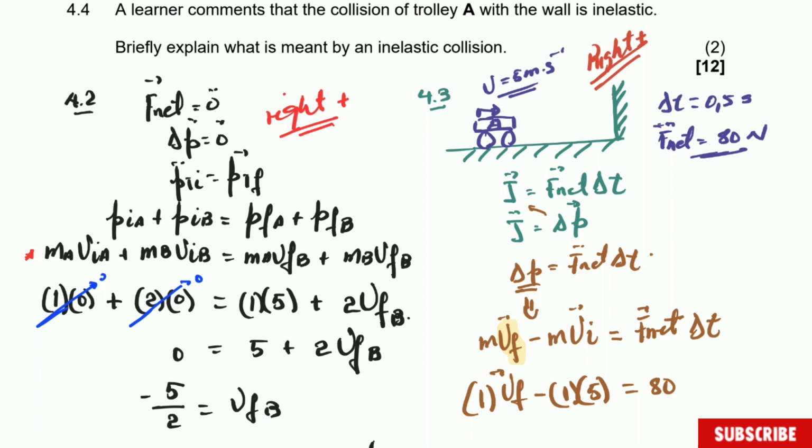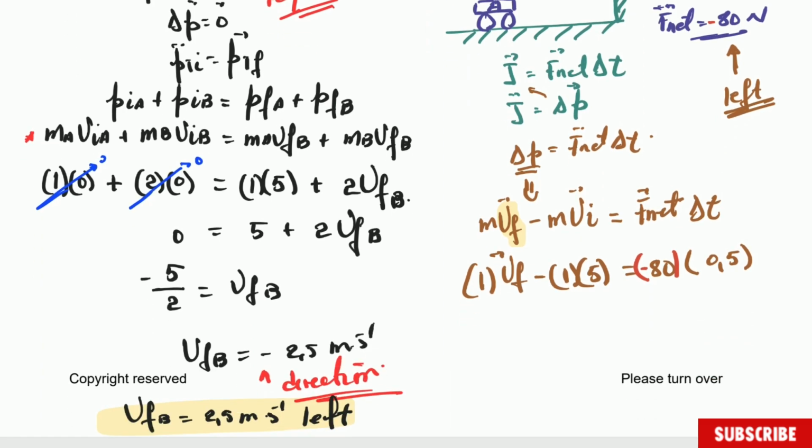But be careful, because the wall exerts a force on the car which is to the left, because the wall pushes the car to the left. So this one here is going to be left, and therefore, if we come back to the direction, this is negative there. So it's a negative 80 multiplied by the time, which is 0.5. There we go. Okay, now it's correct. So let's calculate.